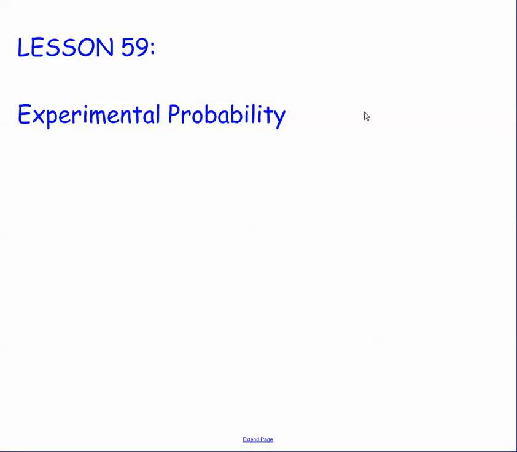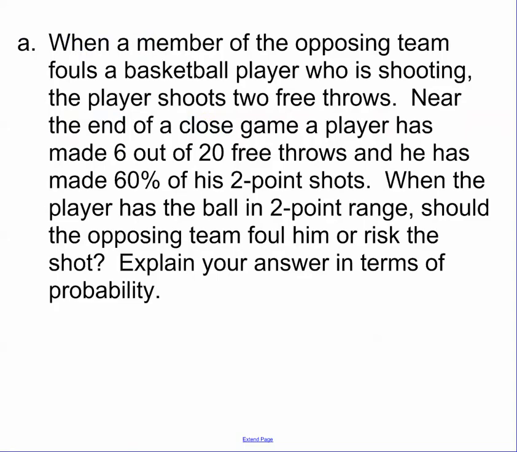Well, we've done a little bit of work with probabilities so far, and mainly sample space, and then looking at that sample space and trying to determine probability of an event happening. We've mentioned experimental probability, but today we're going to get a little bit more into it. Okay, so here we go with an example.